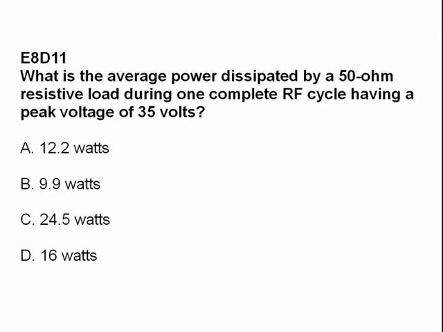What is the average power dissipated by a 50 ohm resistive load during one complete RF cycle having a peak voltage of 35 volts? Is it 12.2 watts, 9.9 watts, 24.5 watts, or 16 watts? Answer A, 12.2 watts.